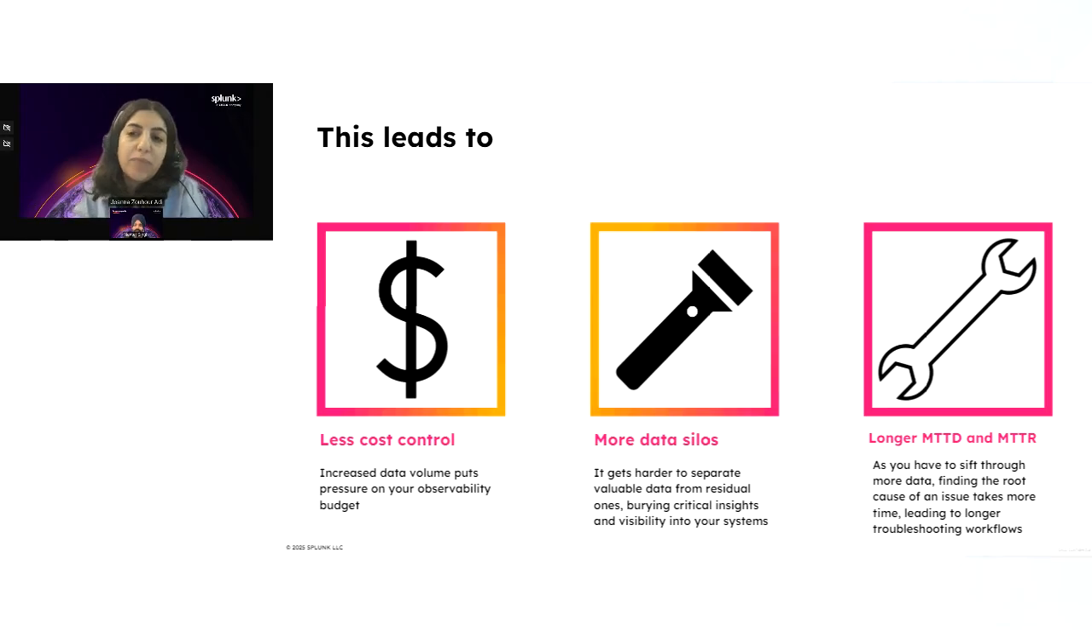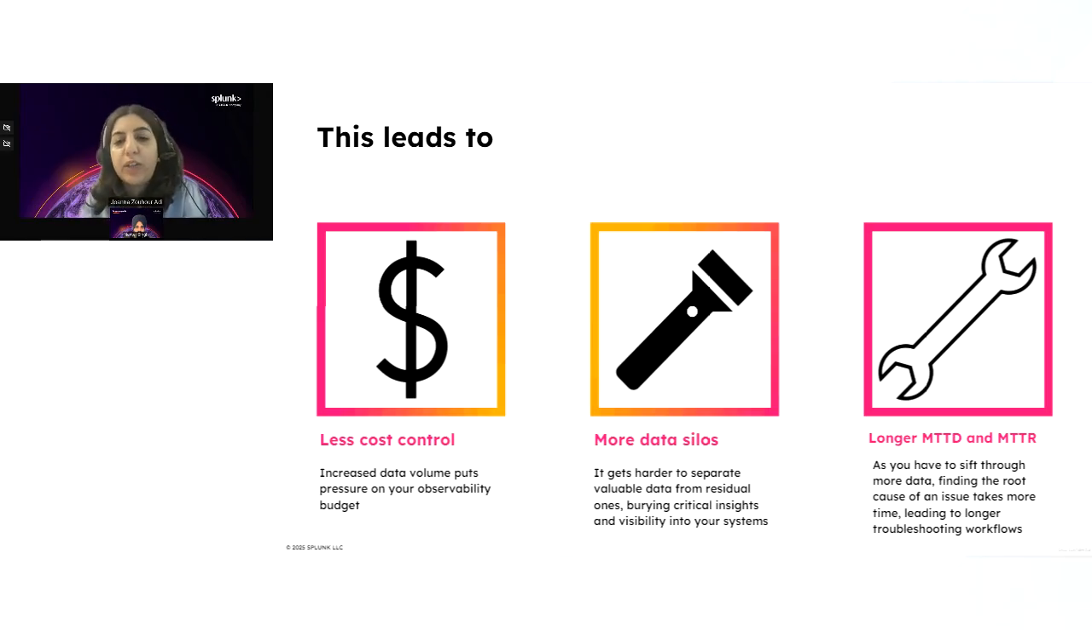The second impact that a lot of volume has is it leads to more data silos, right? It's getting more and more hard to separate and find valuable data and identify the insight that you need from data that might be a little bit more residual or unnecessary or anything that's a little bit more wasteful. It just becomes difficult to find those data and make sure that you find the right insights from your environment and understand better what to do from that data.